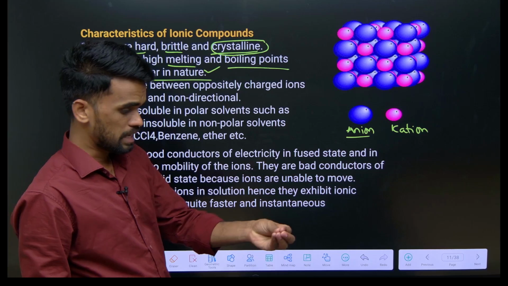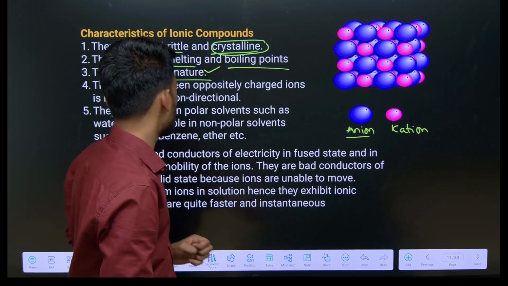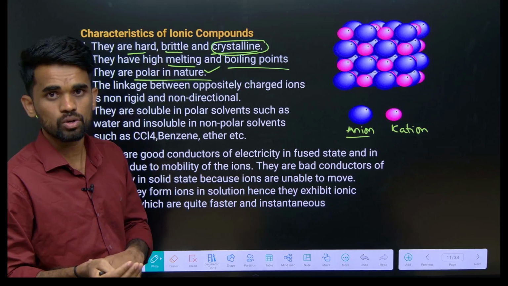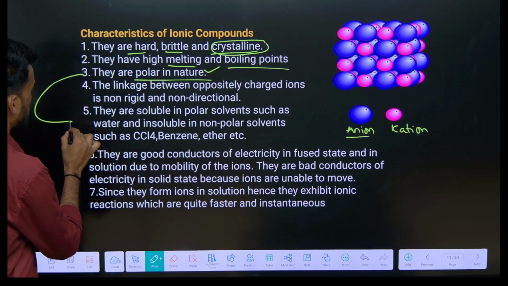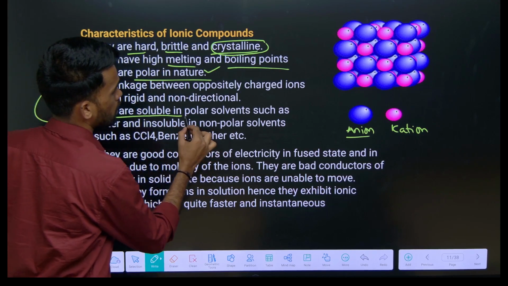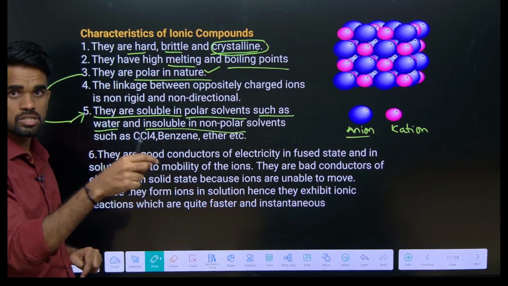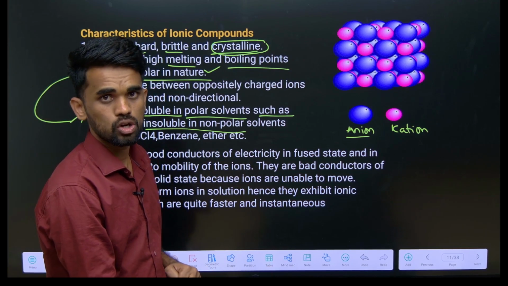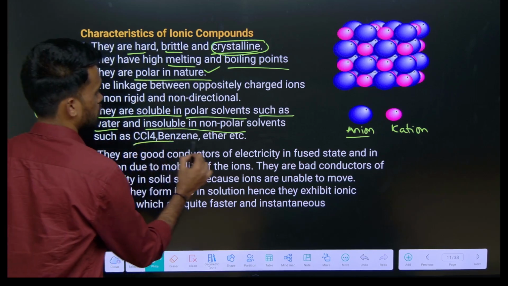Let us say you take some salt and keep it in water. It will dissolve, right? Like dissolves like, we know. It means polar compounds will dissolve in polar solvents. So ionic compounds are soluble in polar solvents such as water and insoluble in non-polar solvents. If we try to dissolve the salt in petrol or any non-polar organic solvent, it will not dissolve, right? So we can take it as an example.